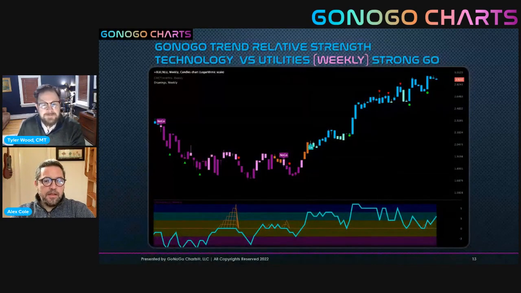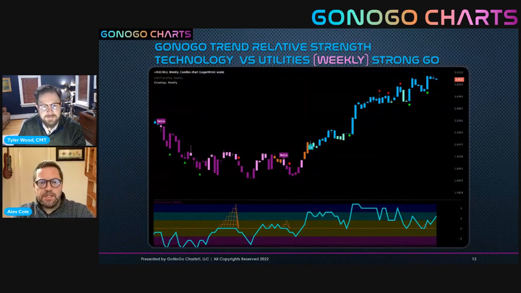Yeah. And let's go through the three questions. Let's not forget how we can turn this into a simple three-step approach. This is the chart of technology to utilities. So we're looking at that relative ratio of technology to utilities on a weekly time frame. So you can see, we know that the growth sectors have been generally outperforming, especially technology, for some time. And you can see that reflected here.